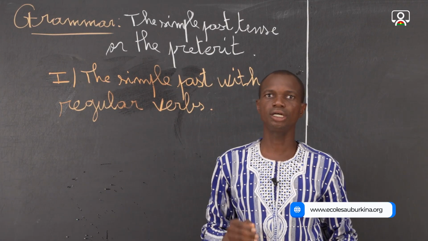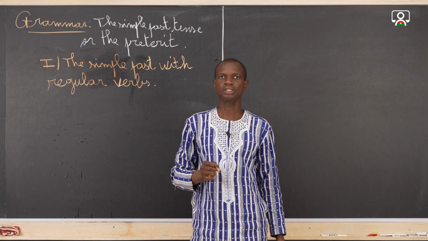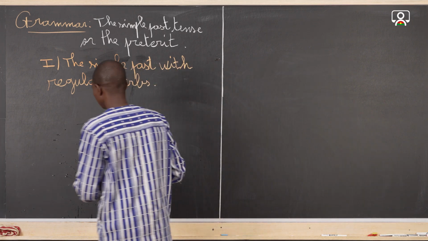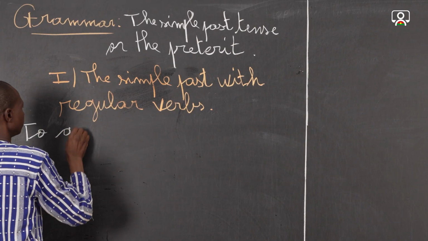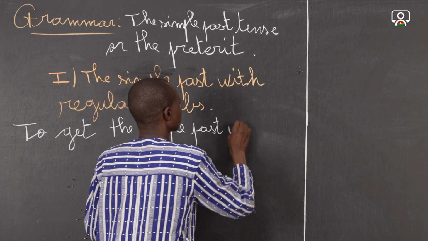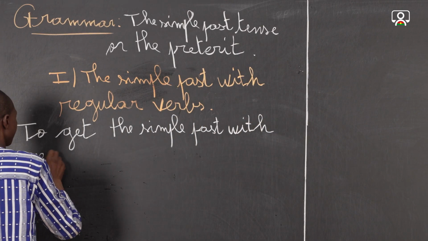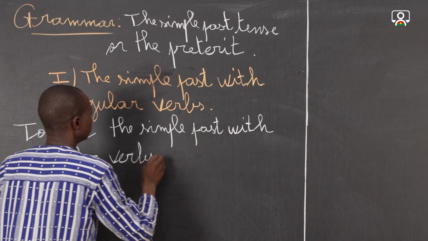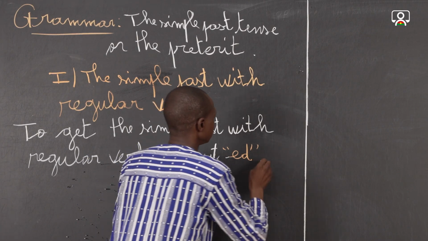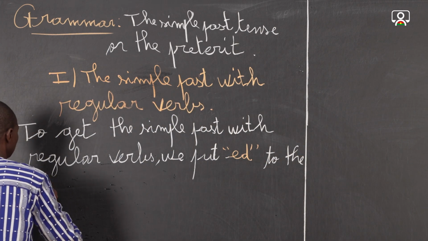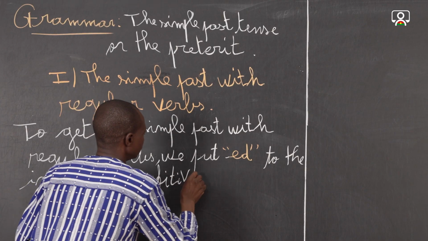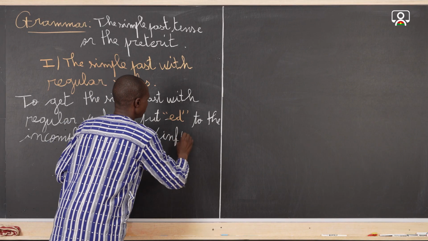To get the simple past with regular verbs, normally we must put ed to the incomplete infinitive, meaning the infinitive minus to.